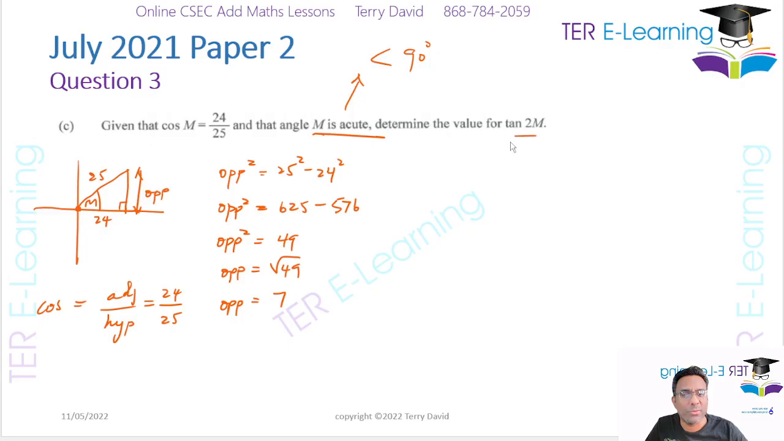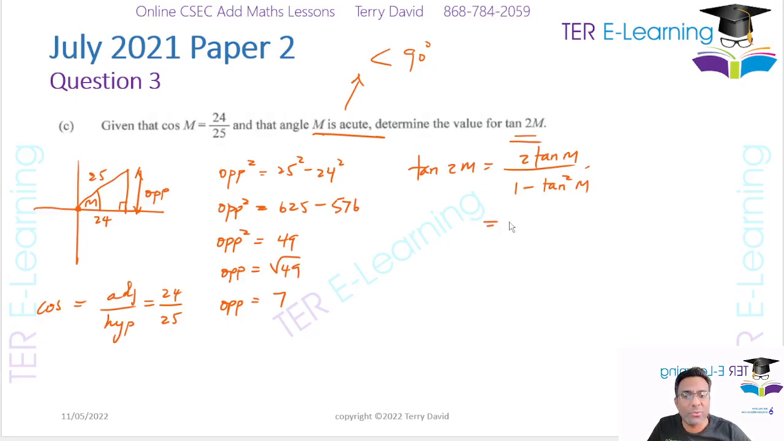Now the question wants me to work out tan 2m. So we're going to have to use one of our rules regarding double angles. So tan 2m is going to be 2 tan m. So this is what I'm going to use. Tan 2m is going to be 2 tan m over 1 minus tan squared m.